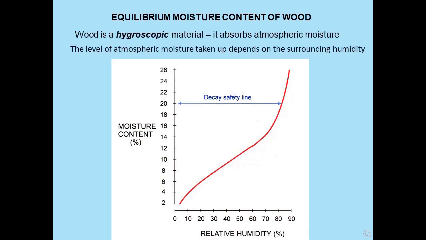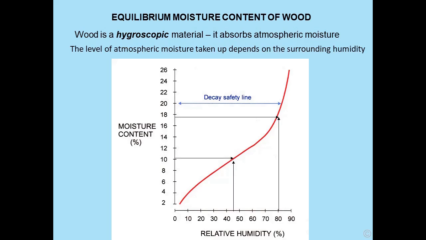It's important to appreciate that wood is a hygroscopic material. It absorbs atmospheric moisture. The level of atmospheric moisture taken up depends on the surrounding humidity. For example, at 80% relative humidity, we would expect wood to have a moisture content, simply from water absorbed from the atmosphere, of probably 18–19%, getting up towards 20.